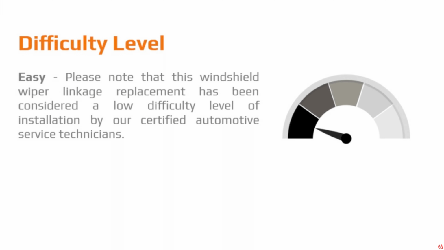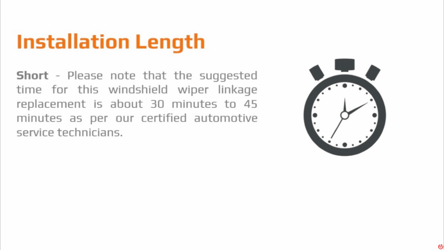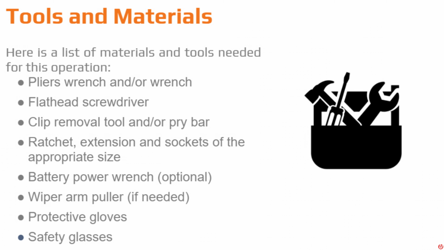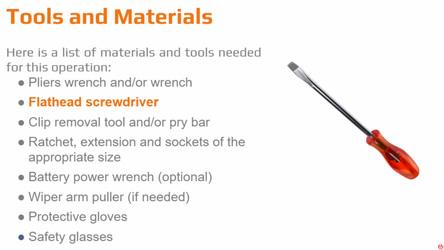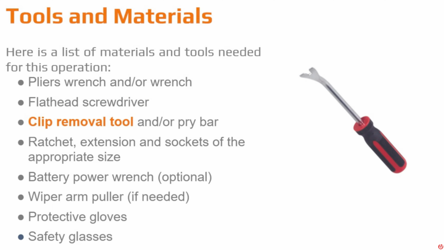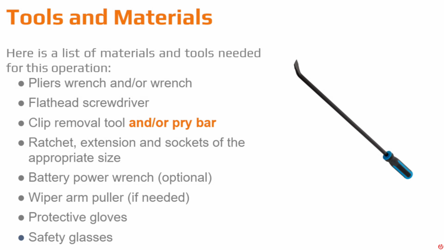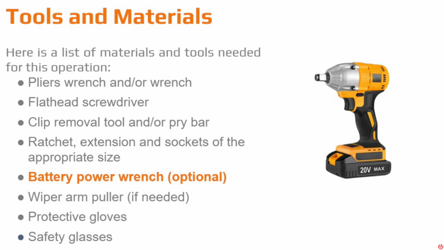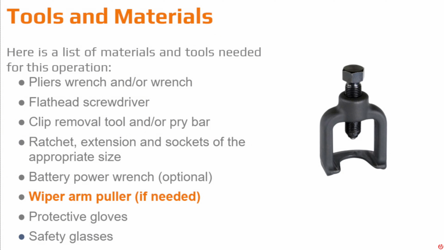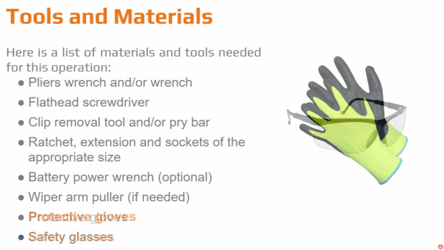This job has been considered an easy difficulty level of installation by our technicians. The suggested time for this job is about 30 to 45 minutes as per our technicians. Here's a list of materials and tools needed for this operation: pliers wrench and/or wrench, flathead screwdriver, clip removal tool, trim tool and/or pry bar, ratchet, extension and sockets of the appropriate size, battery power wrench, wiper arm puller if needed, protective gloves, safety glasses.